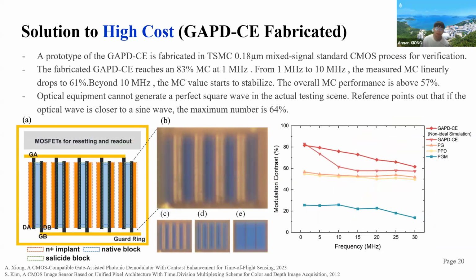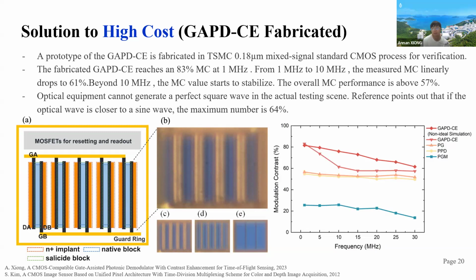A prototype of the GPD-CE is fabricated in a TSMC 0.18 micrometer mixed signal standard CMOS process for verification. The fabricated result shows that our device achieves 83% of MC at 1 MHz, and from 1 MHz to 10 MHz, the measured MC linearly drops to 61%, and beyond 10 MHz, the MC starts to stabilize. The overall performance is about 57%.